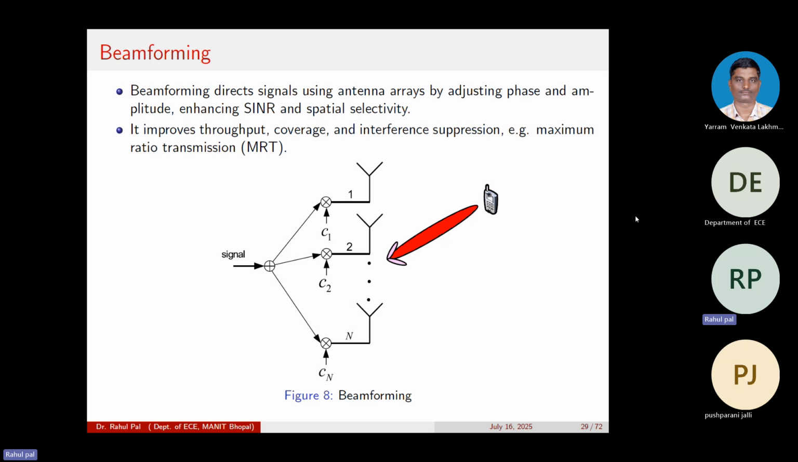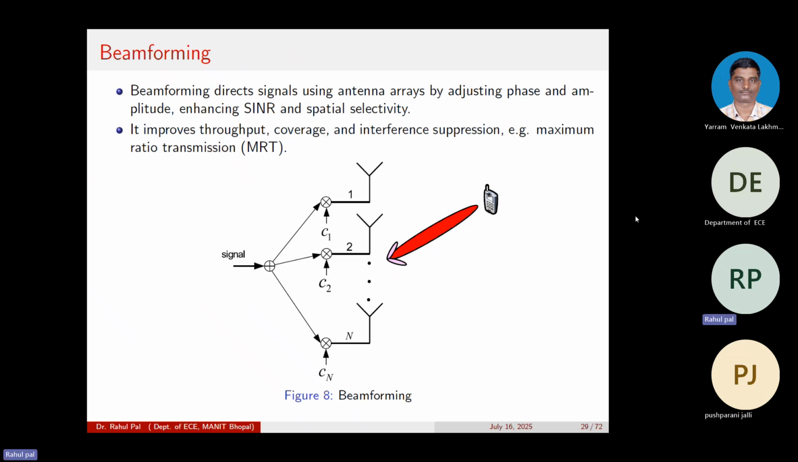Now we have to give these weights in such a way that the signal is directed towards the intended user or target user. Here you can see there is one red beam directed only towards the target user. So what is the benefit of this? What is the benefit of beamforming?